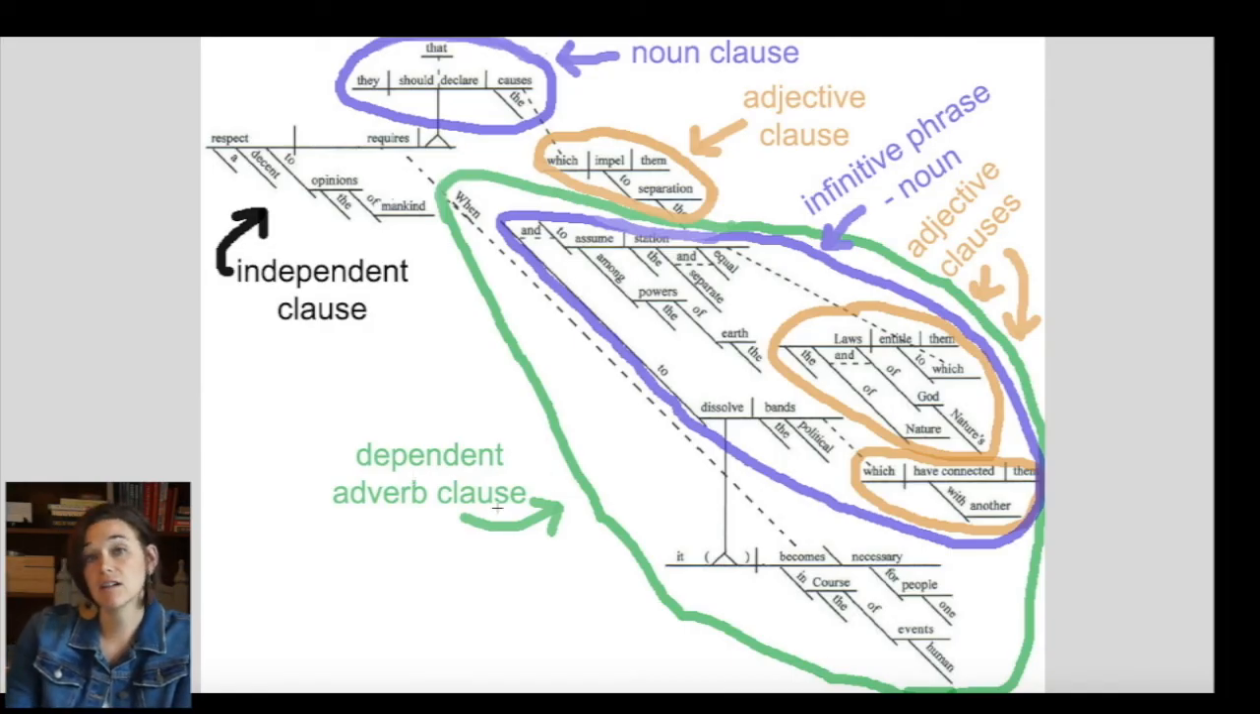That means it's a clause that has a subject and a verb, but it can't stand alone as a complete thought, and it's modifying or dependent upon the independent clause. This whole clause is telling us more about the verb in the independent clause. It's telling us more about requires. The main thing I want to highlight is that when we look at the diagram, it's a little bit easier to figure out what the main ideas are in the sentence.